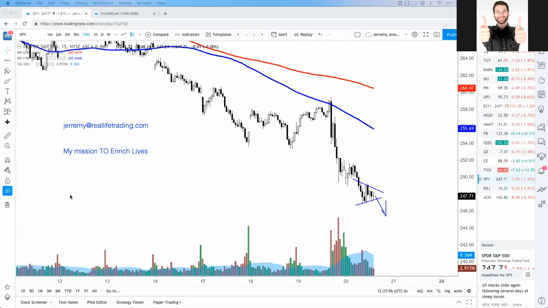Feel free to share it with your friends and family, anyone else who wants to learn more about candlesticks. Because if you can learn candlesticks, folks, this is the language of the charts. If you can learn the language of the charts, you will become a more profitable trader.